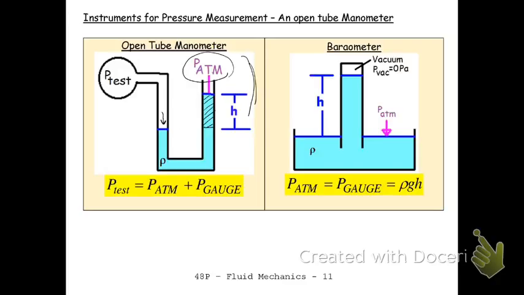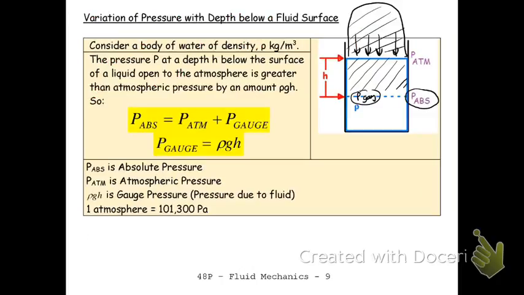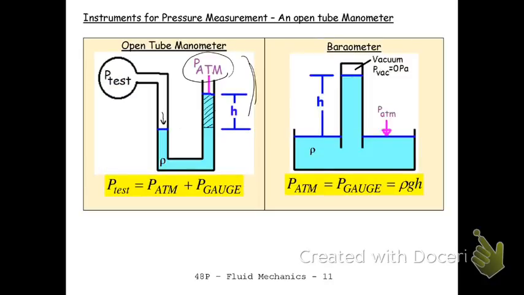And again, test pressure is equal to atmospheric pressure plus gauge pressure. It's like this one, just rearranged rather than having the fluid. You're making that liquid into two columns and messing with it. So, the open tube manometer.